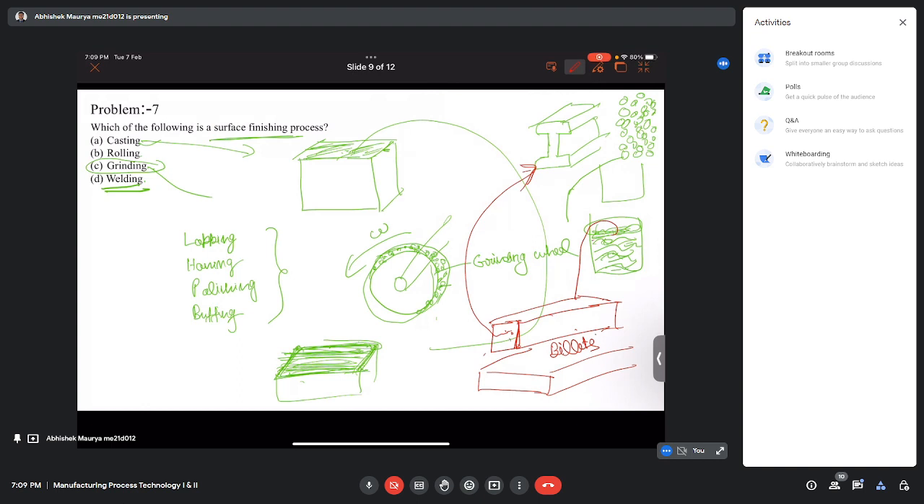We take this billet. Okay, we took this billet and we heat it, and we try to pass it in between two rollers.